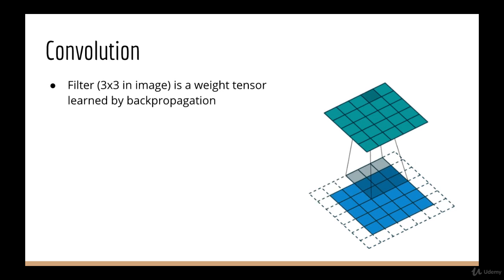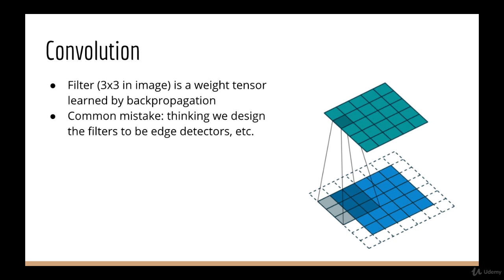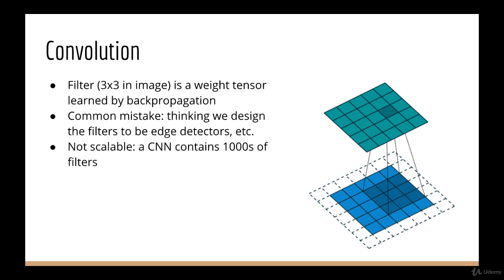This is a common mistake with students, by the way. They assume that we designed the filters somehow to be edge detectors or something. But of course this is deep learning, and the programmer never designs any of the weights. Everything is learned by backpropagation. There can also be thousands of filters in a neural network, so there's no way you could design them all yourself in a scalable way, even if you wanted to.